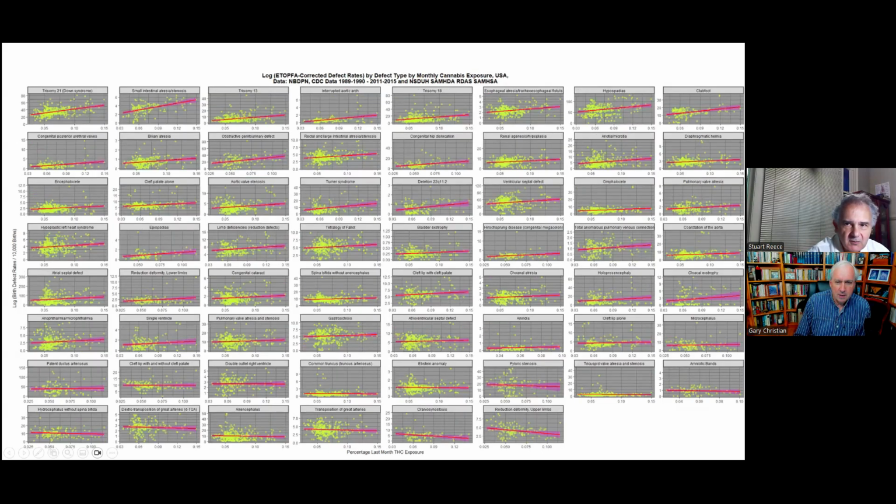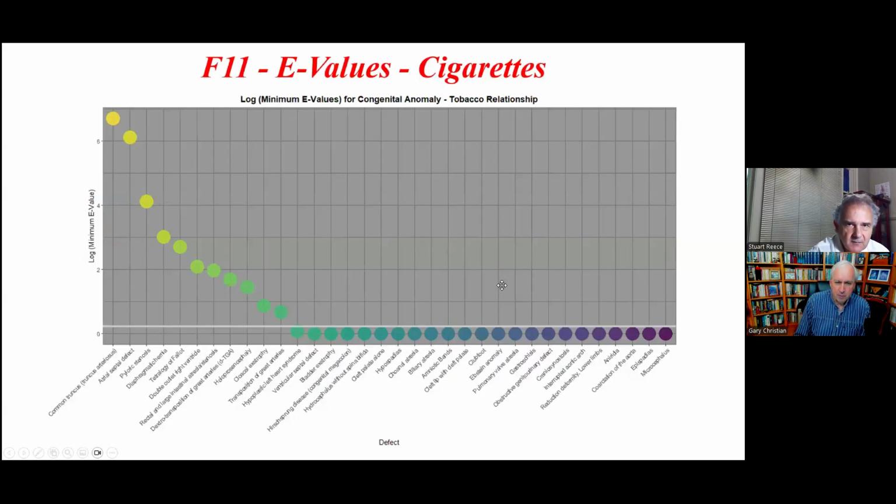And with cannabis, there's about 4 lines or maybe 5 lines. And it's where those slopes are going up that there is some issue with cannabis, some correlation. That's right. Now, this is looking at E values. We talked about E values before as being linked with causality. So this is the log of the minimum E value, the natural log.